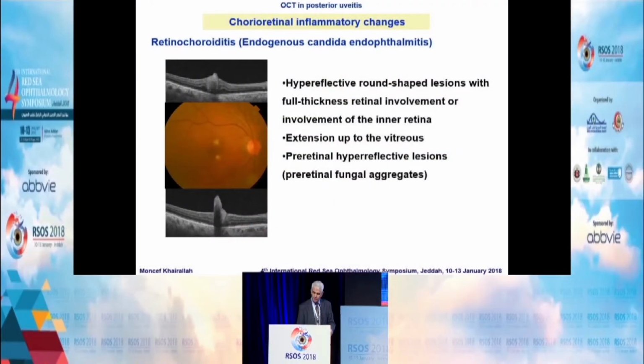In patients with retinochoroiditis caused by Candida, endogenous Candida endophthalmitis, you can see hyperreflective round-shaped lesions with full thickness retinal involvement, or involvement of the inner retina, extension up to the vitreous, and the presence of preretinal hyperreflective lesions. This pattern is highly suggestive of the diagnosis of Candida endophthalmitis.